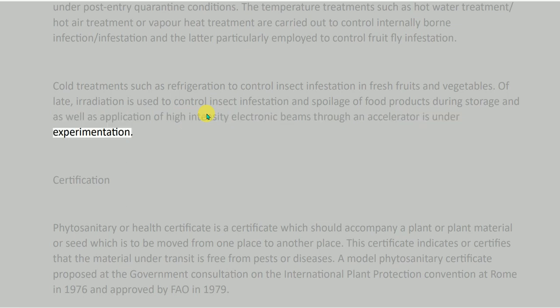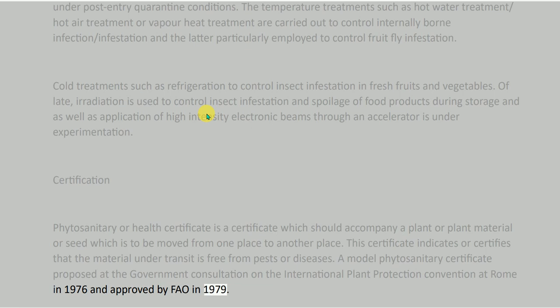Certification. Phytosanitary or health certificate is a certificate which should accompany a plant or plant material or seed which is to be moved from one place to another place. This certificate indicates or certifies that the material under transit is free from pests or diseases. A model phytosanitary certificate was proposed at the government consultation on the International Plant Protection Convention at Rome in 1976 and approved by FAO in 1979.